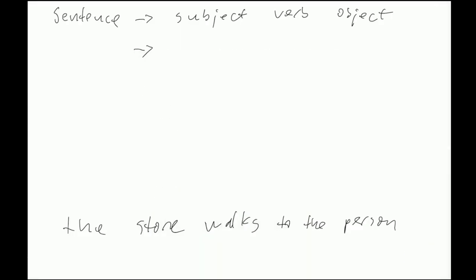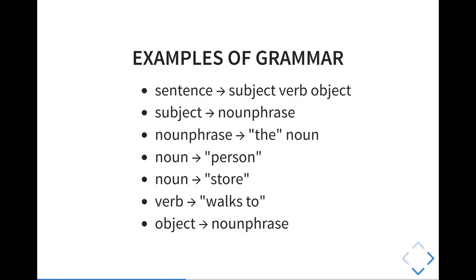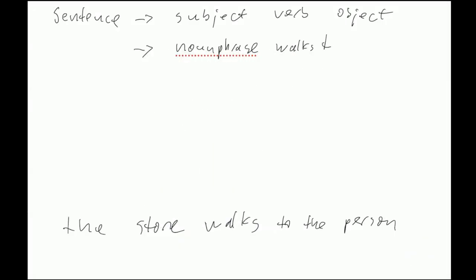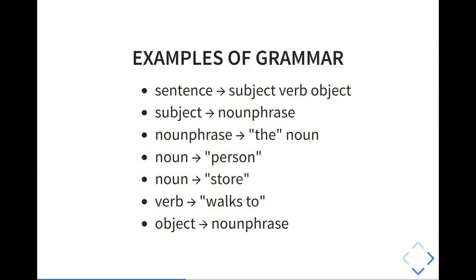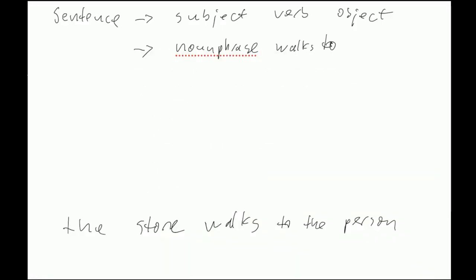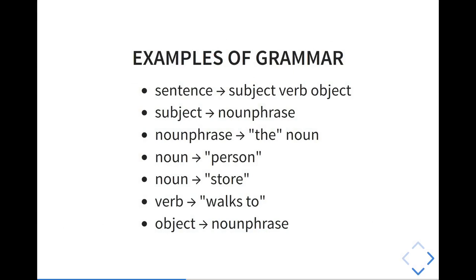And so let's take them one at a time. Which subject? There's only one subject here. Noun phrase. Let's expand verb. We only have one verb here. Walks to. And object only has one expansion. Noun phrase. So there's one step of our expansion. We've still got non-terminals to expand. So noun phrase. Again, there's only one possible noun phrase expansion, which is the followed by a noun.